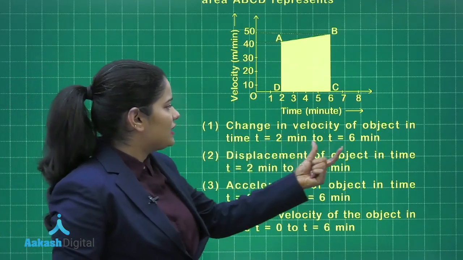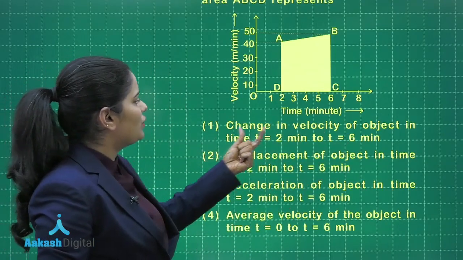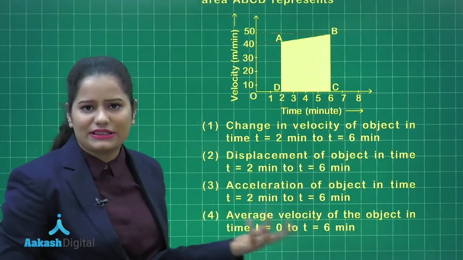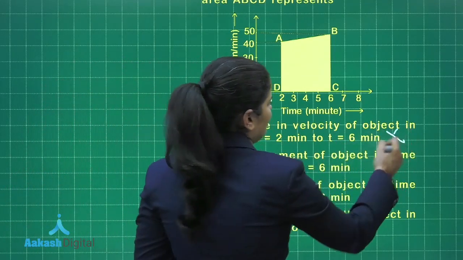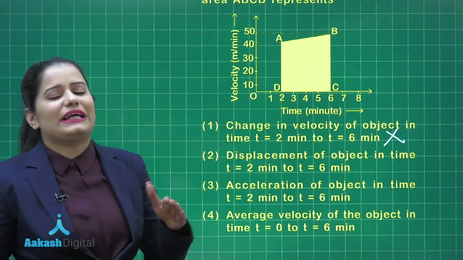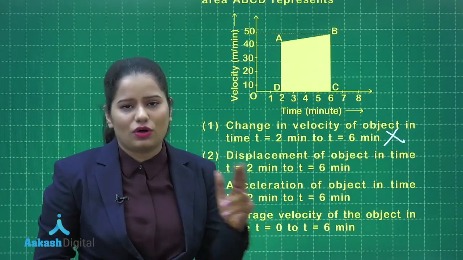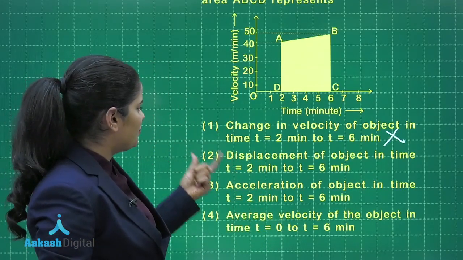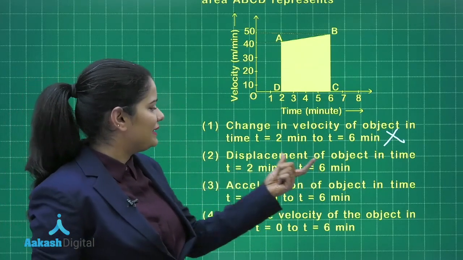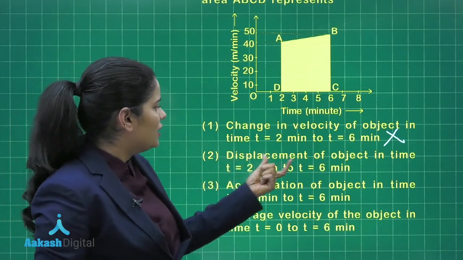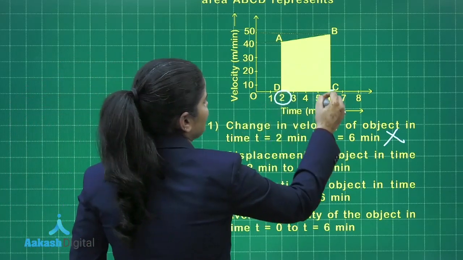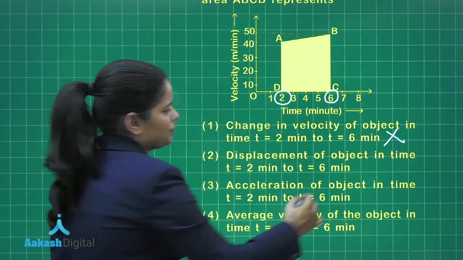Change in velocity of the object in time t is equal to 2 minutes to t is equal to 6 minutes. Obviously this is the incorrect option, because we know the area under the curve, that is the velocity time graph, gives displacement. So if we see option number 2, that is displacement of object in time t is equal to 2 to t is equal to 6 minutes. So this is 2 and this is 6. So this is the correct option.